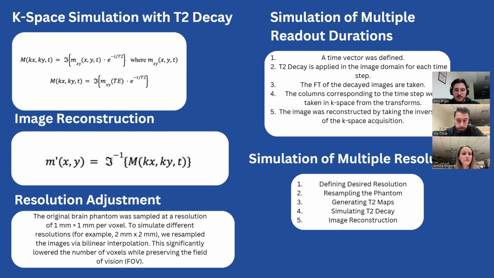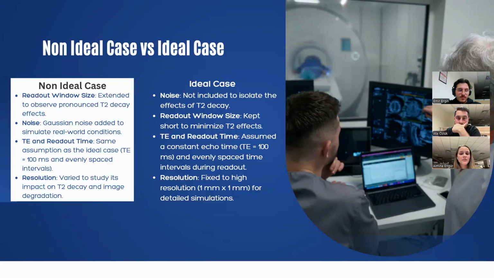Now I'm going to talk about our assumptions and limitations. Our readout window size is extended to observe the pronounced T2 decay, and noise was added. We also changed our resolution to study the impact on T2 decay and the image. For the ideal case, we did not use any noise, and the readout window is kept very short. During the readout, we did not implement the T2 decay effect. For the resolution, we used a fixed resolution of 1 millimeter by 1 millimeter. For both cases, we used TE as 100 milliseconds.